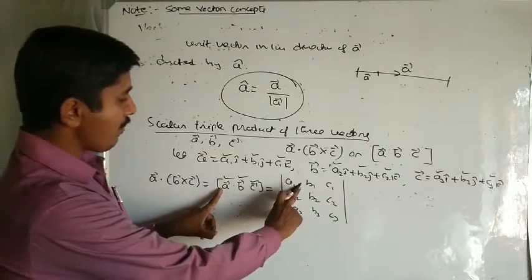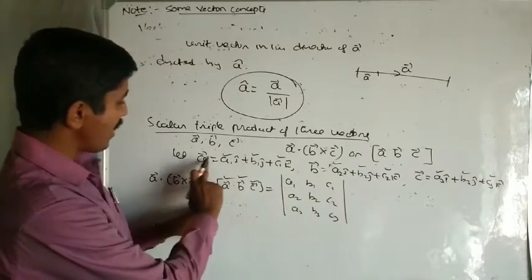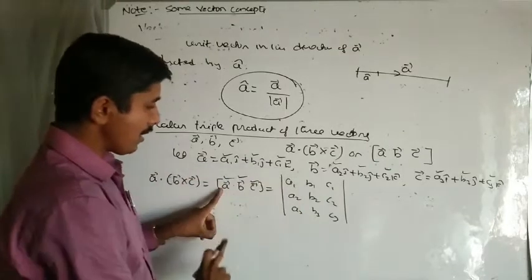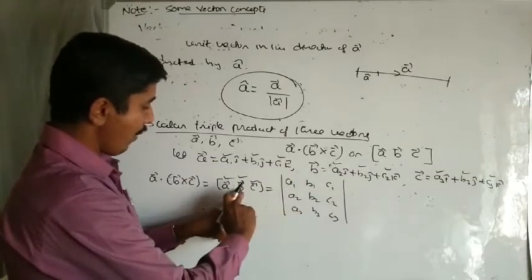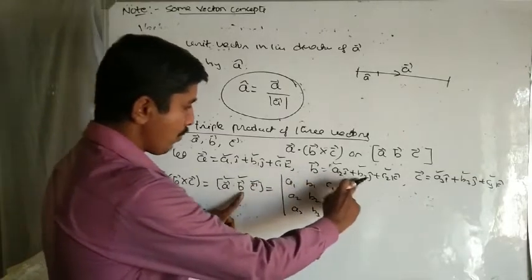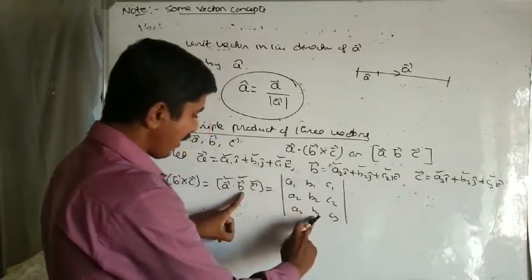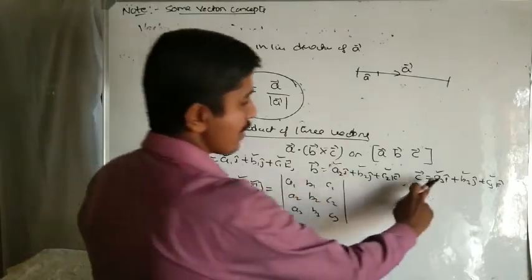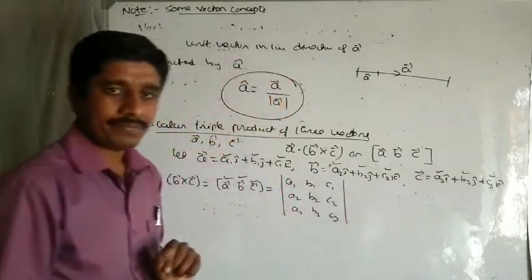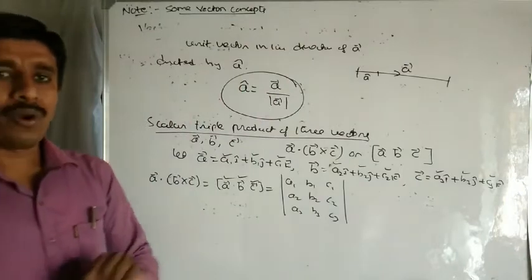In the first row, the first vector, vector A, has components A1, B1, C1. In the second row, vector B has components A2, B2, C2. In the third row, vector C has components A3, B3, C3. Got it. Now go to three-dimensional.